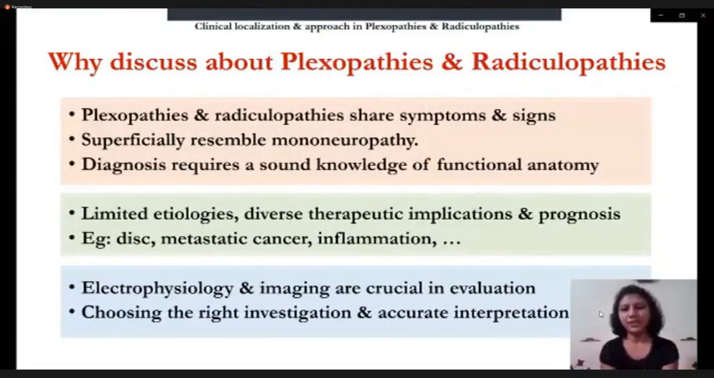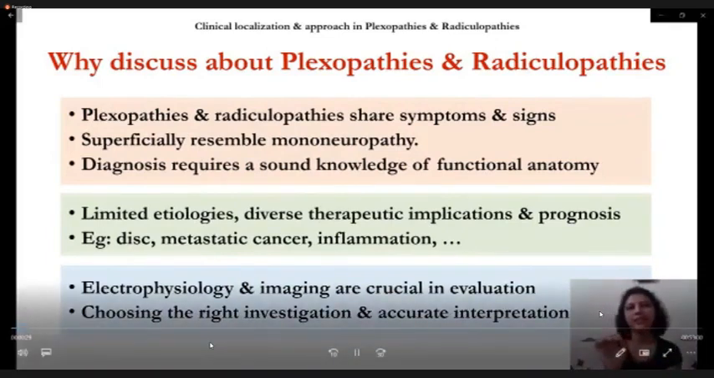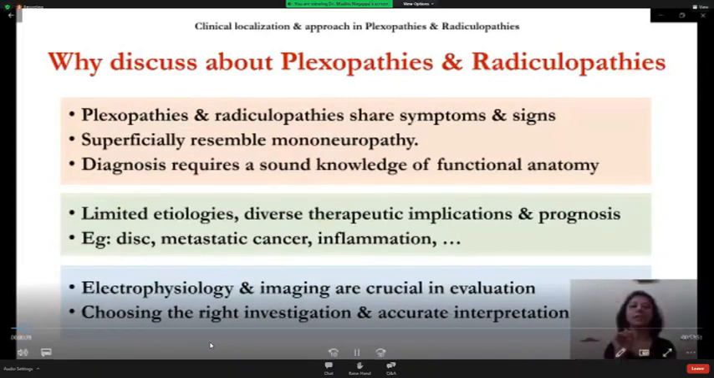Radiculopathies are often encountered in both the outpatient and inpatient setting, in both the general hospital as well as the neurology specialist setup. Plexopathies, on the other hand, are not as common. But since the symptoms and signs are rather similar, it is sometimes difficult to distinguish radiculopathies from plexopathies and also from the more commonly occurring neuropathies. And plexopathies in particular are considered to be rather difficult disorders.